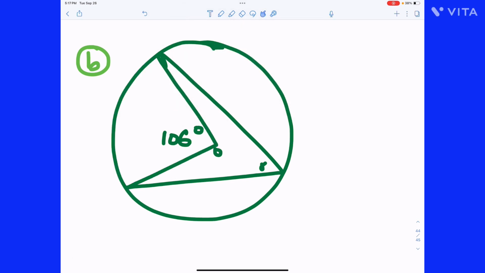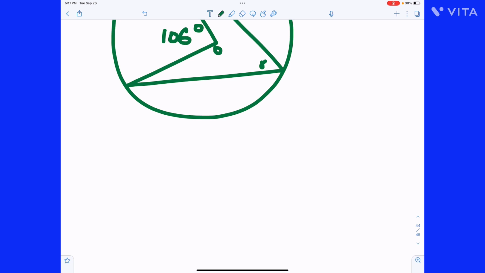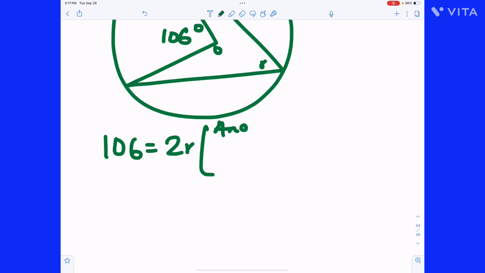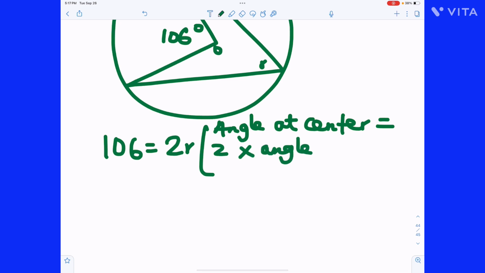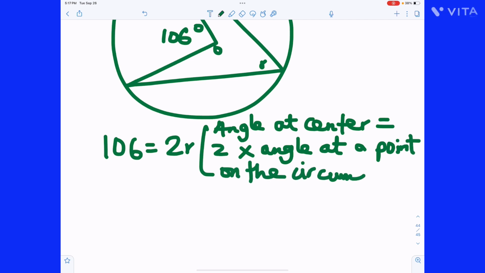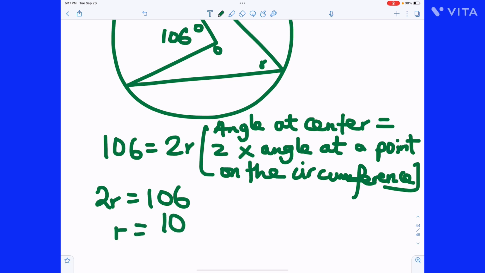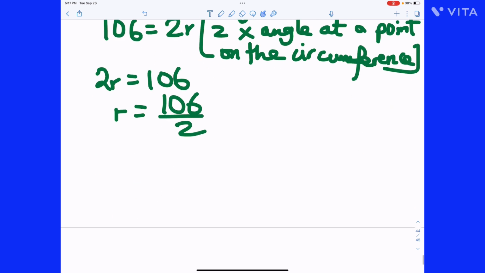We write our reason. It means 106 is 2R. Angle at center, you won't be tired to write it, you have to write it all the time. It's 2 times angle at a point on the circumference. Angle formed at center is twice angle formed at a point on the circumference. So 2R is 106, R is 106 over 2, and that gives us R is 53 degrees.